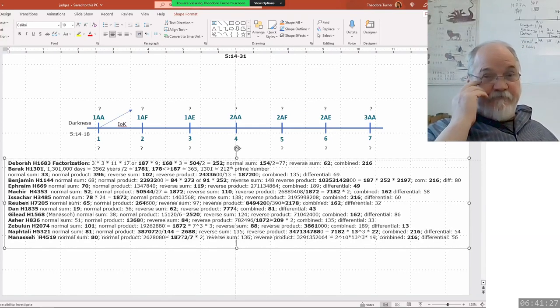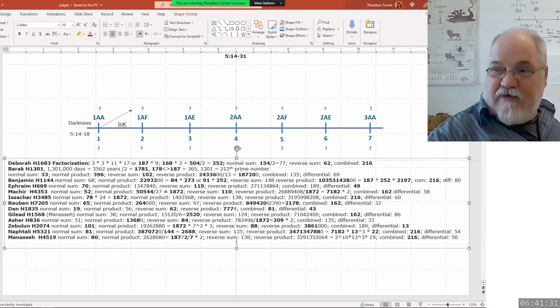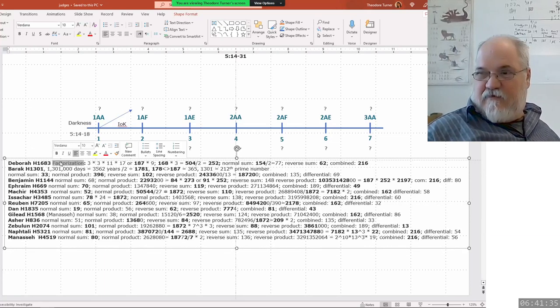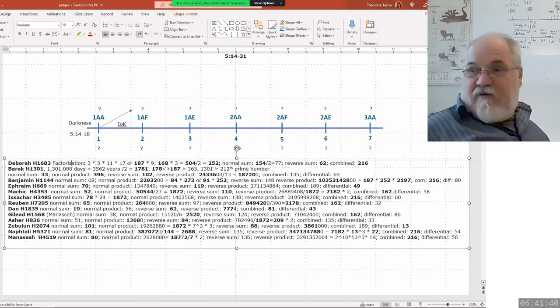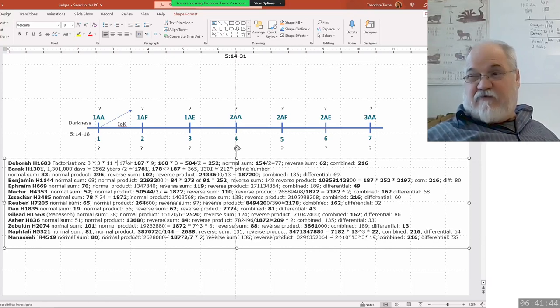So in this, the numbers that are in Deborah's name here. Okay, so we got the factorization, which we get 187 from these numbers here, right? That this number 1683. We also know it's 168 times 3, which is 504, divided by 2, which is 252. We have the normal sum of the gematria of her name, and that is 154. The reverse sum is 62, and the combined is 216. So we have the 62 weeks, right? We have the 154 days of Samuel Snow's letters, and we have the starting date of his first letter. So those are all symbolized here in the name of Deborah.